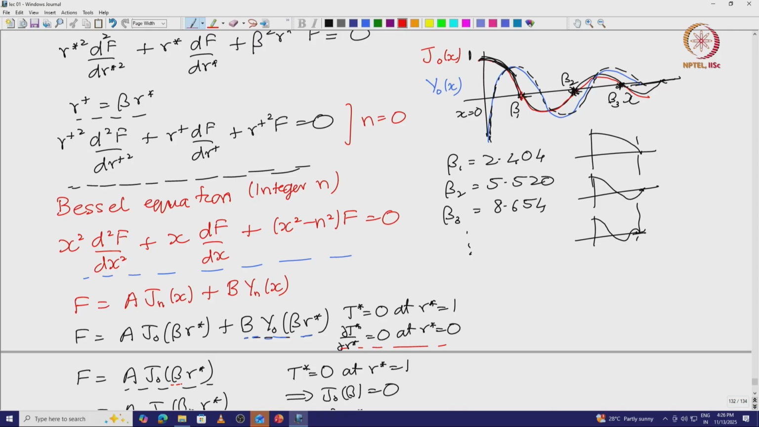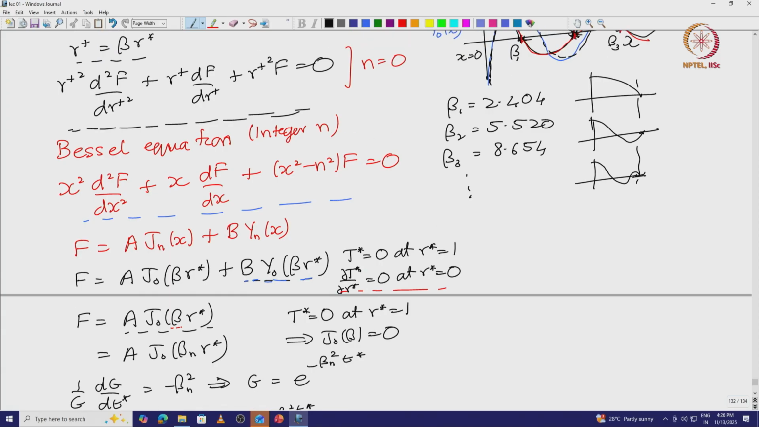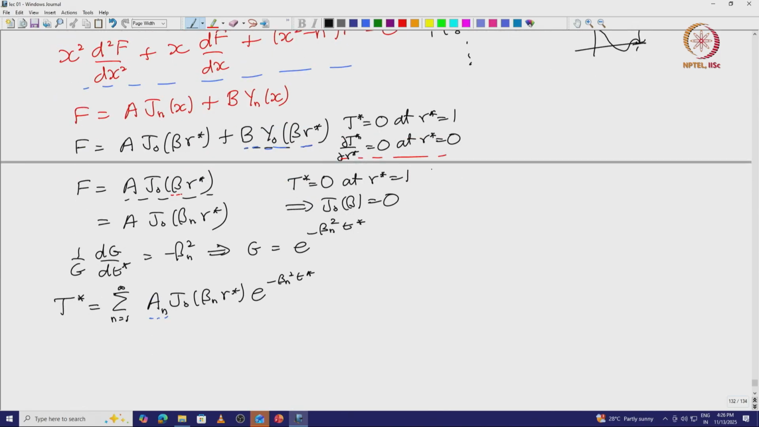Beta is the value at which each of these crosses the origin. Therefore, there is an infinite number of such points at which it crosses the origin. I have given you only the first few points.